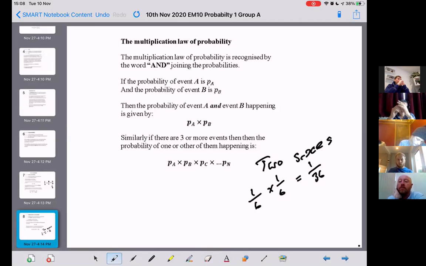So if it's "and", what's the chance of this and that happening? We multiply the probabilities together. So if we added a third 6 on there, that would be times another 1/6. 6 times 36 is 216.